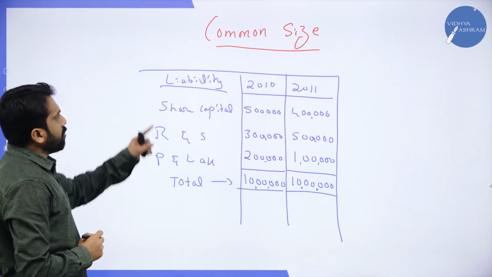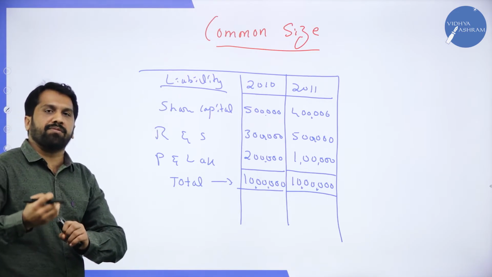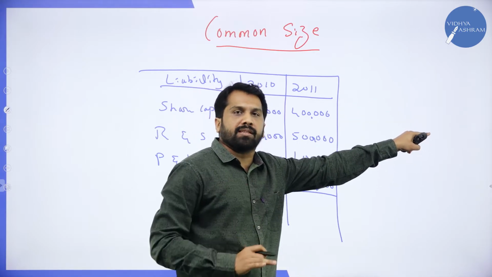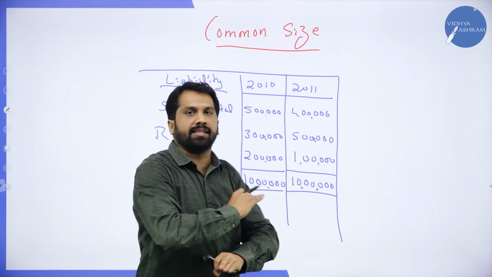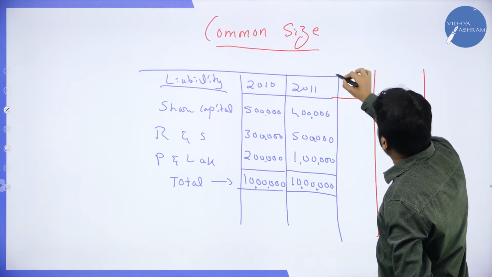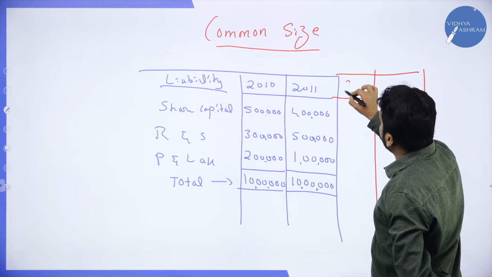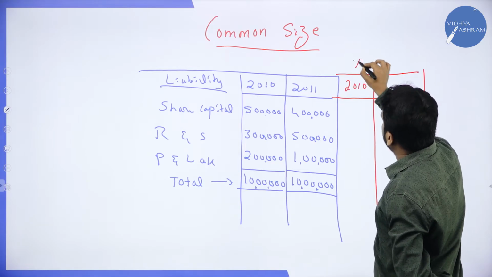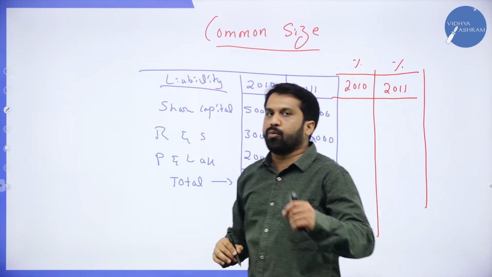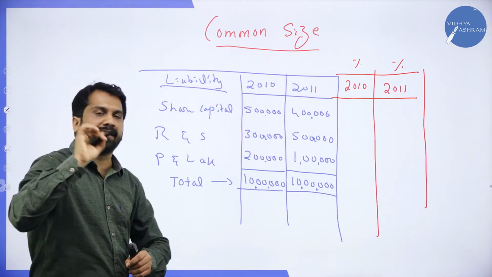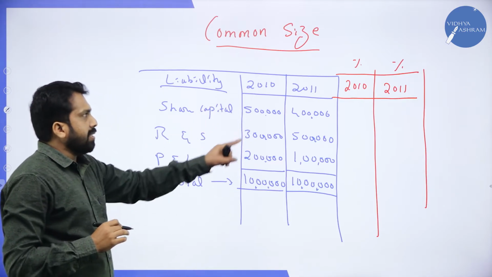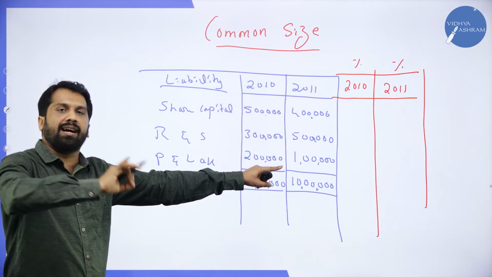Now, how to do common size? Comparative is simple: 5 minus 4 is 1 lakh on 1 lakh percentage. But what is common size? For common size balance sheet, we will add 2 more columns: 2010 percentage, 2011 percentage. Whatever I am writing in red color, that is your answer. Your question will be like this. The red one will be your answer.